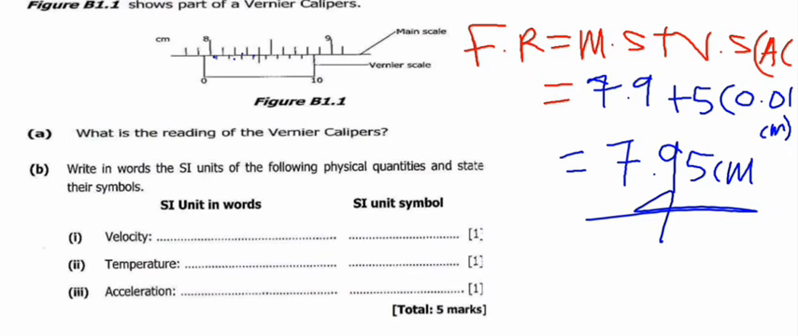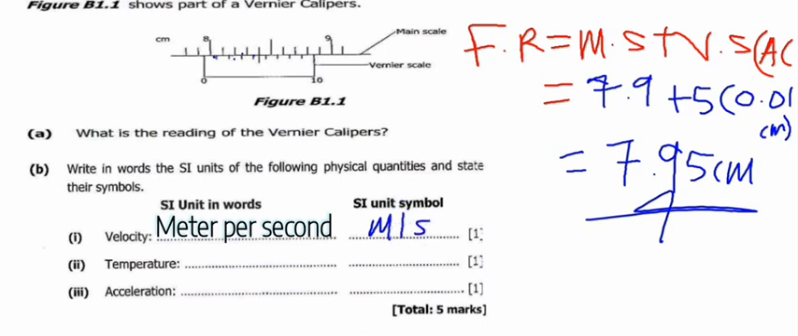Then as for question B: write in words and SI units the following physical quantities and state their symbols. Physical quantities are measurable quantities, the quantities that you can measure. The first one is velocity. Velocity is measured in meter per second. In form of a symbol, we say meter per second.